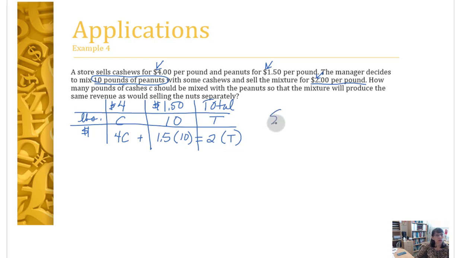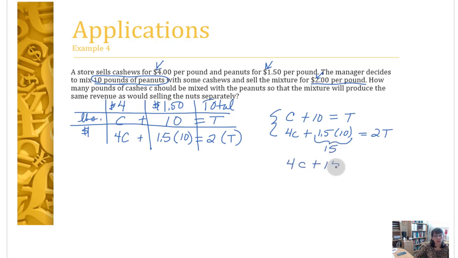My two equations for the system come from C plus 10 pounds equals T for total pounds. C plus 10 equals T. The next equation is 4C plus 1.5 times 10 equals 2 times T. Now it would be helpful to know how much 1.5 times 10 is, and when you multiply those you get 15. So we can write that as 4C plus 15 equals 2T, which might be more helpful.